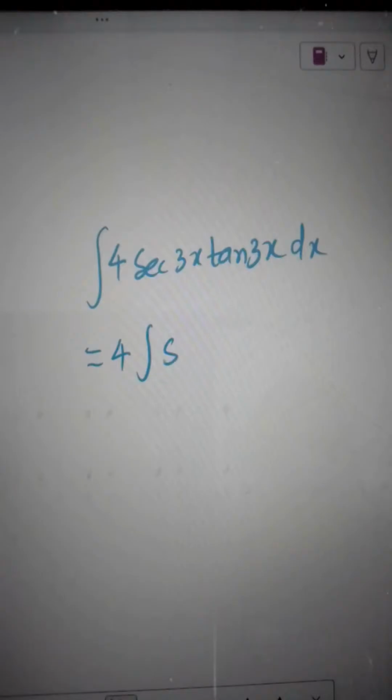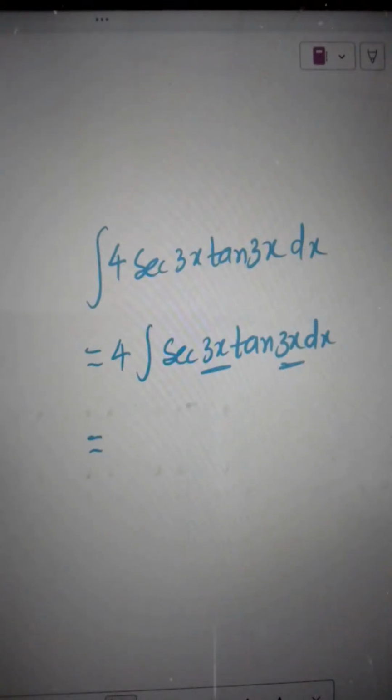See, 4 is outside, as it is a coefficient it can be taken outside. Secant 3x tan 3x. So in order to integrate such a function, their angles must be similar. So we can see that the 3x angle is similar. Now since we know that secant tan is the derivative of what?